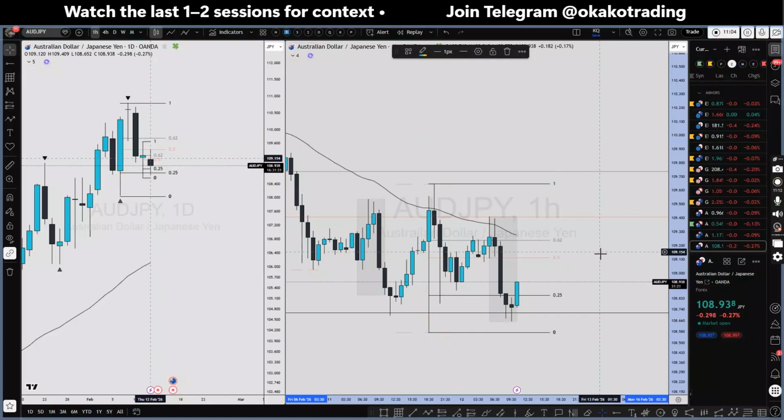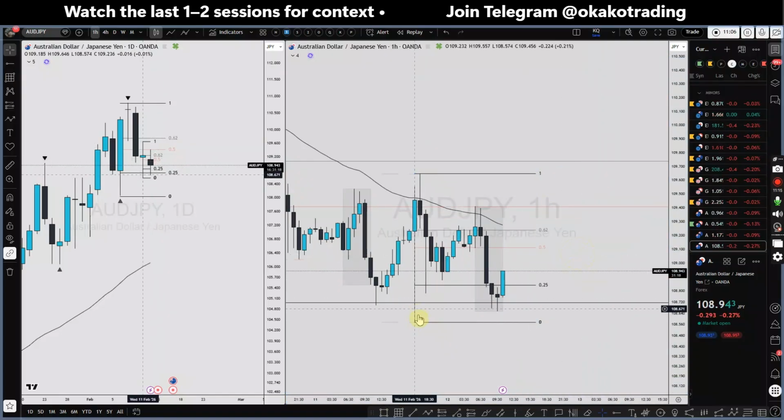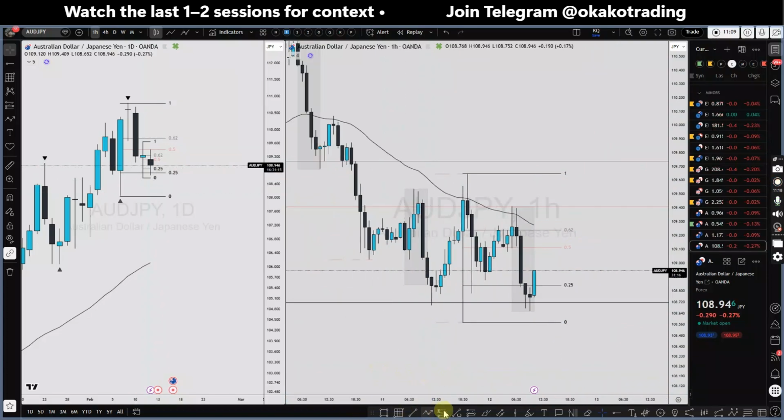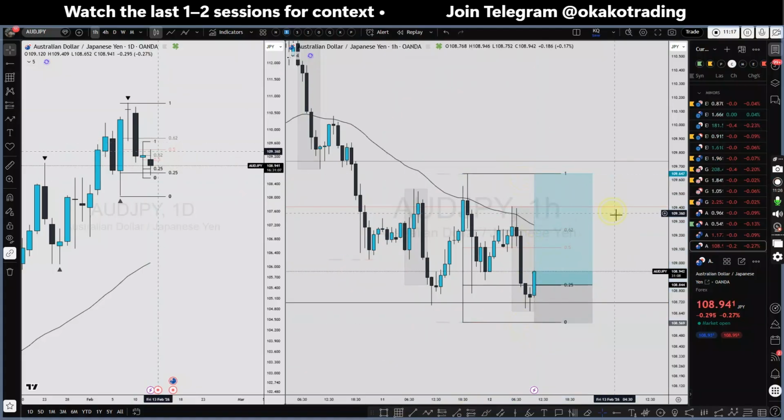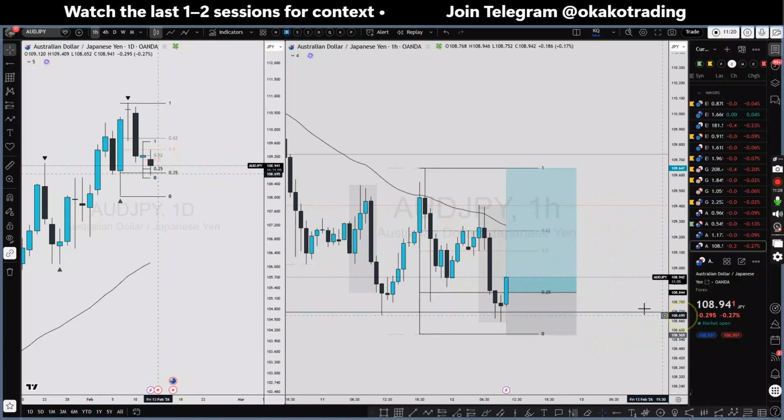I don't think we can consider this one as a setup because that's a complete news move. At the same time, if we just go with the textbook rules, then we have to consider this setup and take this trade. Looks like we already missed it.